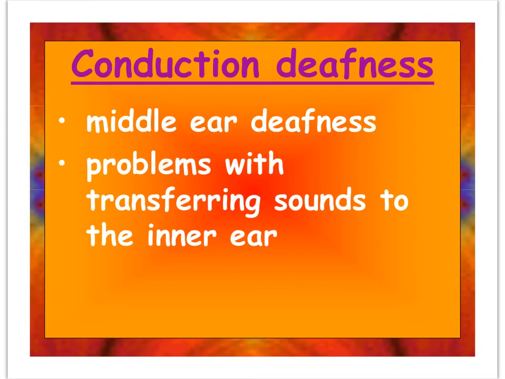So conduction deafness is middle ear deafness. And this is a problem with transferring sounds from the outer ear to the inner ear. So it's a problem there in the middle ear. And in this particular area, since the job of the middle ear, that bone conduction, is for amplification, the problems here would be solved by using a hearing aid or replacing one of your ossicles.